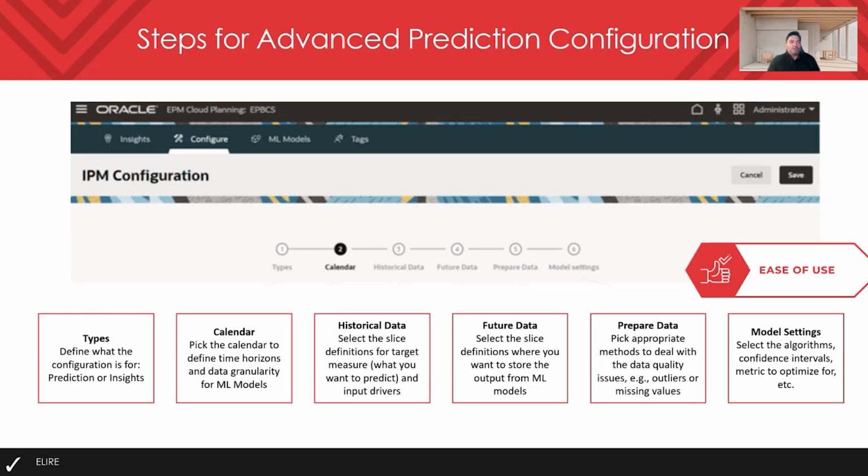The same thing with historical data. Add the different pieces of historical data that you want relevant. Same thing with future. Then you walk through, it'll prepare your data, and then you'll be able to select the different settings like we talked about, the different models. And so all of this is just walking you through step by step through the process.